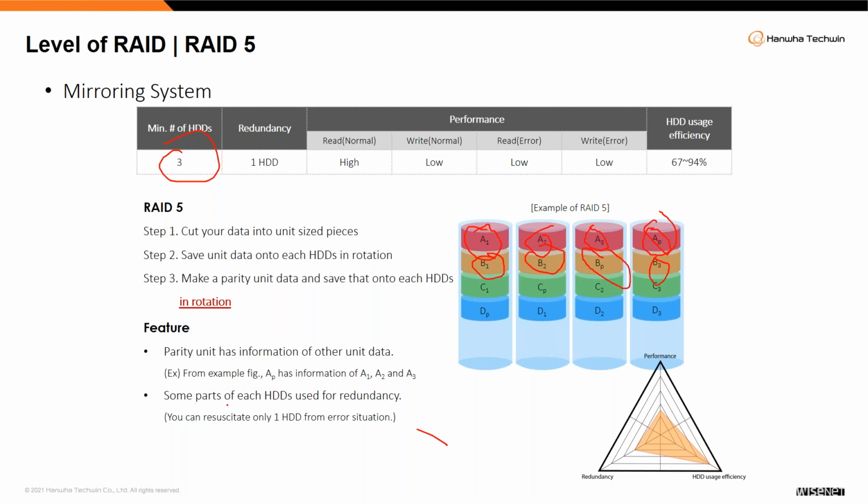Some parts of each HDD is used for redundancy. That's every hard disk, some part will be used. The total part is roughly equal to the size of one hard disk. So if you are buying 4 hard disks, one of the hard disk sizes will be fully used for parity data. If you buy 3 hard disks, let me write it down again.